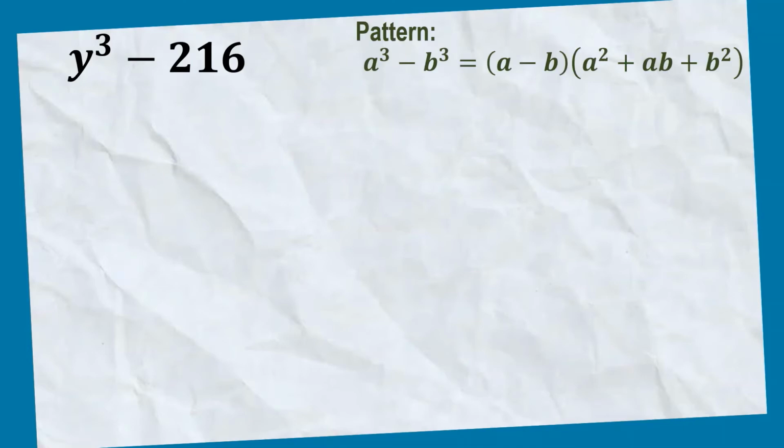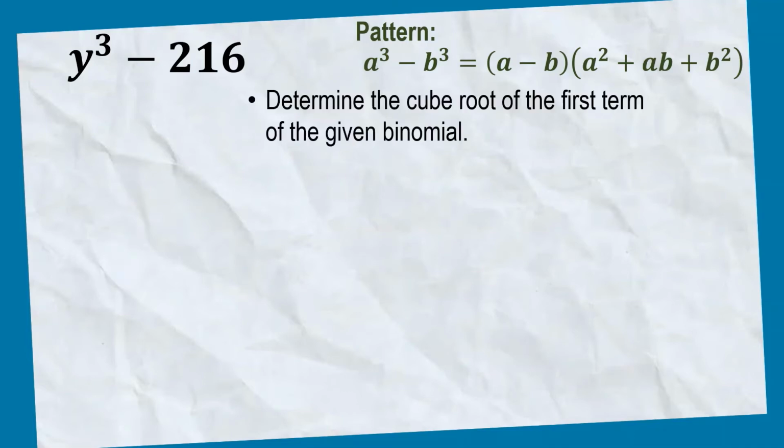Next example, we have y cubed minus 216. At ang pattern po natin dito ay a cubed minus b cubed is equal to the product of the binomial a minus b and the trinomial a squared plus ab plus b squared. First step, determine the cube root of the first term of the given binomial. The given binomial is y cubed minus 216. Ang ating first term is y cube. Cube root of y cube is equal to y.